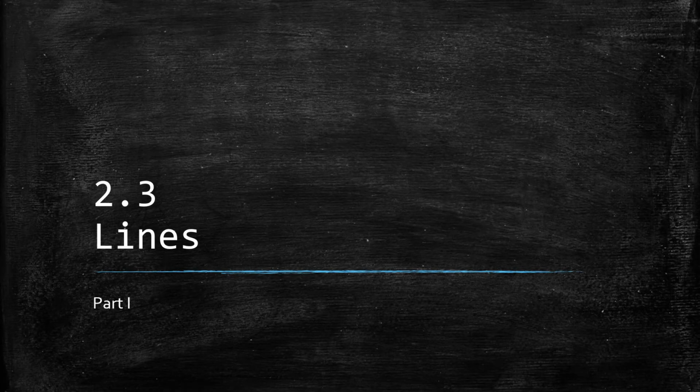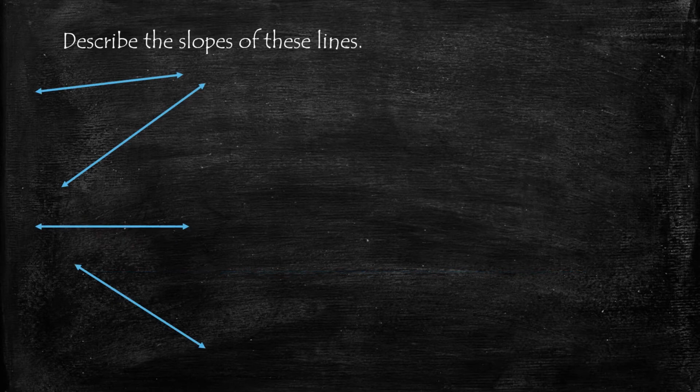Hi class, this is part 1 of section 2.3 on lines. Describe the slope of these lines. Take a minute and just think about which words you would use to describe the slope of one or more of these lines.